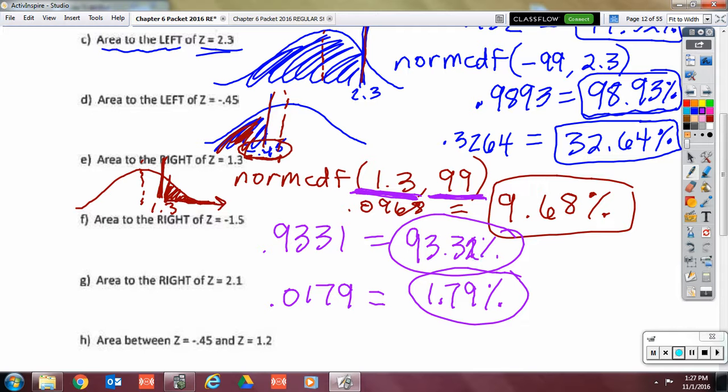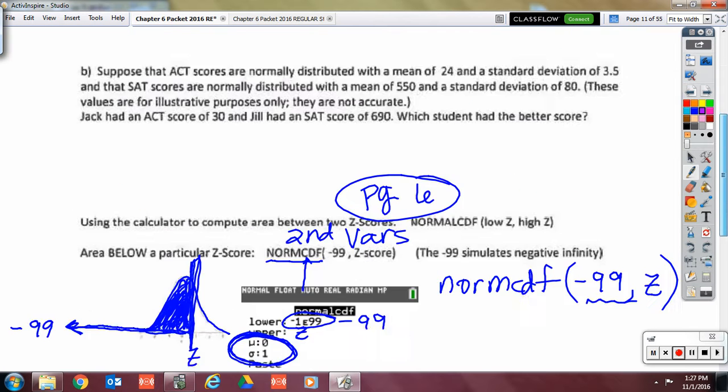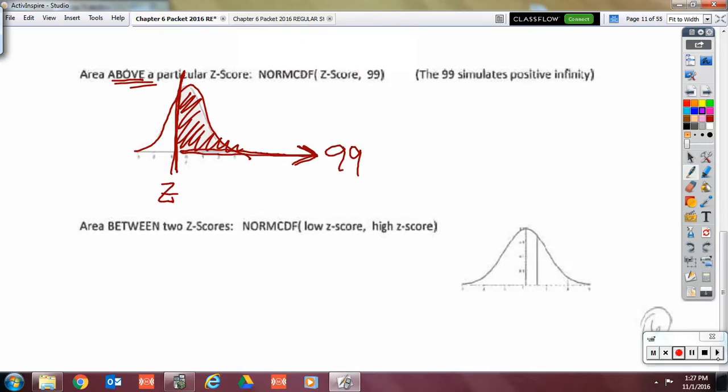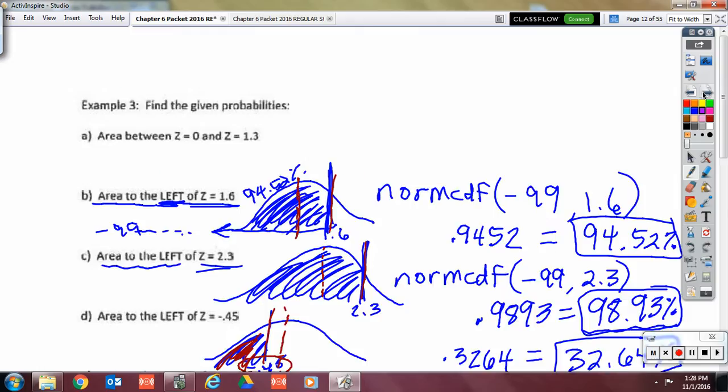All right, now the last type that we are going to have is when you are between two z-scores. So you're not going to infinity in either direction. You're going from a low z-score up to a high z-score. Well, you just put those two z-scores as your bounds, the low z-score to the high z-score. Okay, so that would find you that area in between those two z-scores. See, we're not going out to infinity. We're just going right between those two. So the first one does that.